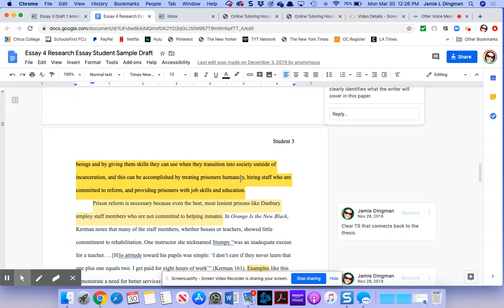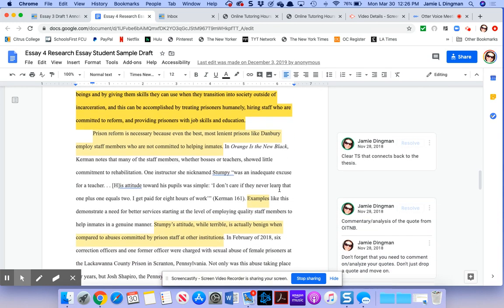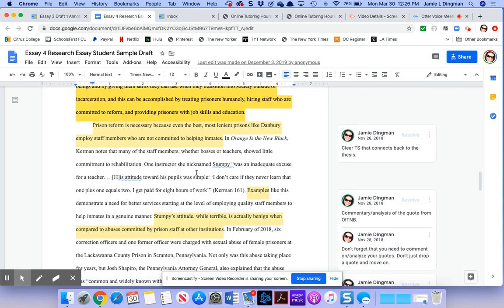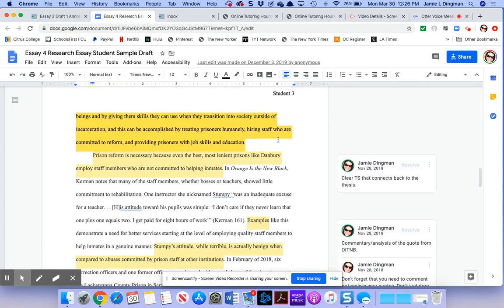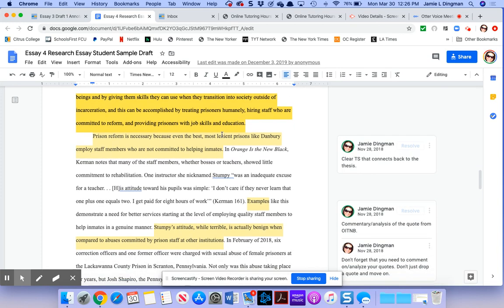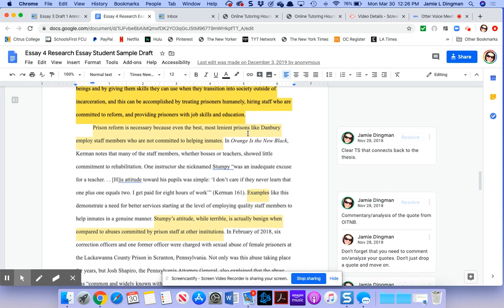By treating prisoners humanely, hiring staff who are committed to reform, and providing those prisoners with job skills and education. Now we're going to get into our specific points. All right, so we're going to go with this point here. The example that we have is hiring the staff, right? Hiring staff who are committed to reform.